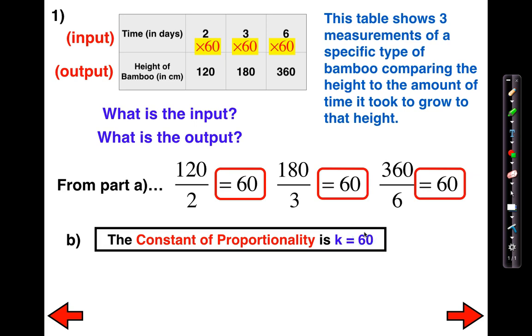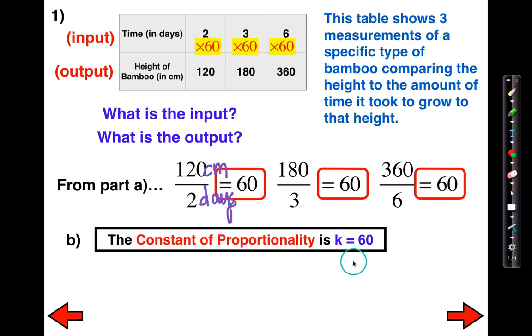The next question is, what's the unit rate? So it's still going to be 60, but it's going to have units. What will the units be? Well, if you ever question that, what I would do is use one of the ratios, but include the units. This was 120 centimeters, and this was representing 2 days. So my units should be in centimeters per day.